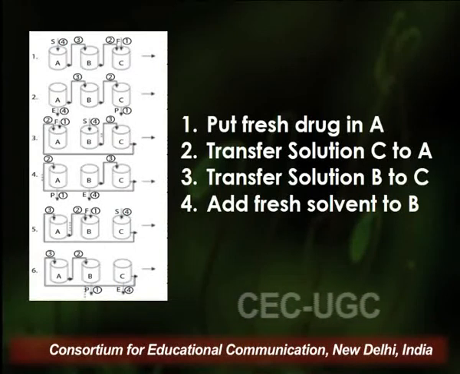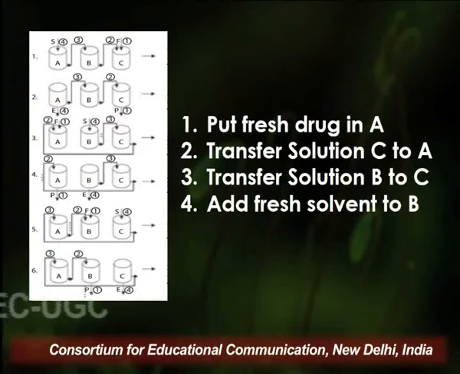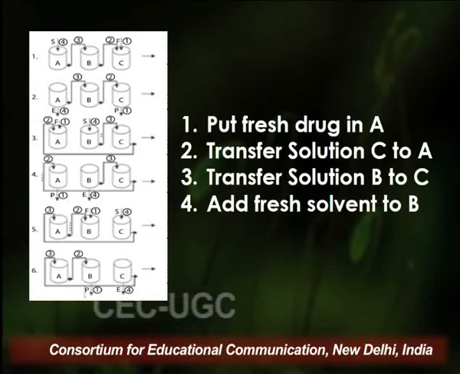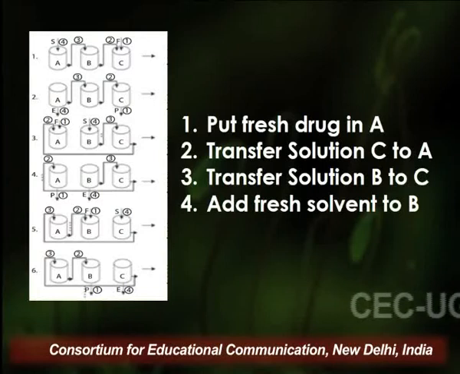Now whatever solvent was added to container C after removing the initial solvent will cycle back to container A, and from container B to container C, and from container A again to container B, or you can always add a fresh solvent to container B. So this is how this cycle keeps on going. We continue this extraction cycle till the whole batch of the drug is completely extracted.